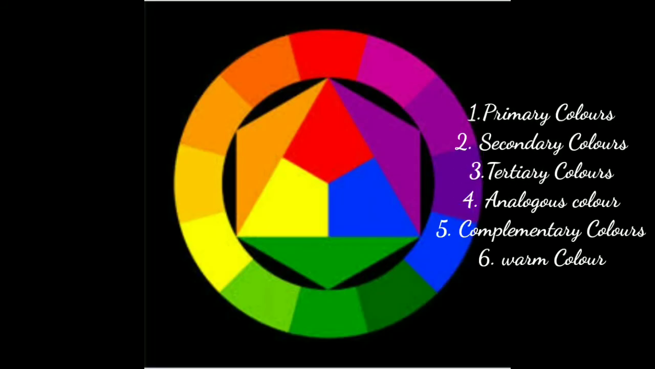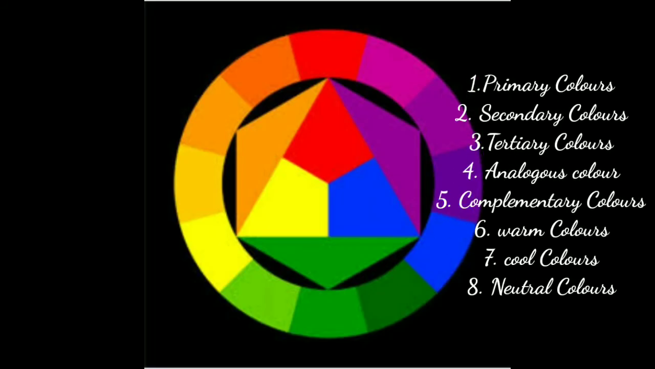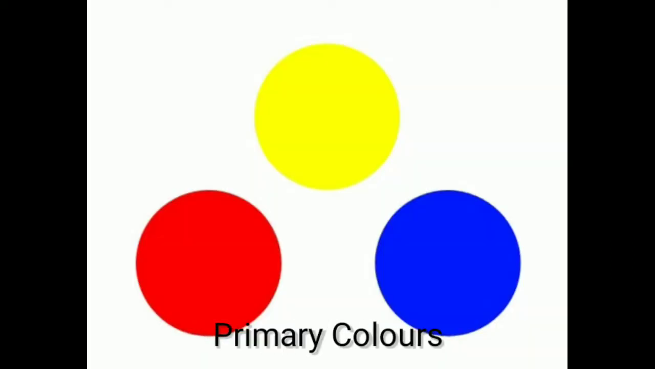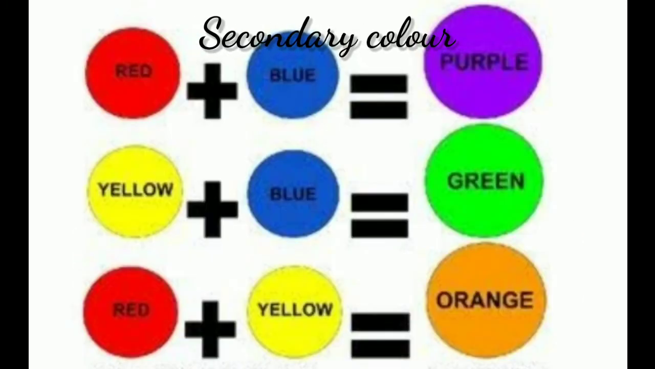Color is divided into various categories like primary colors, secondary colors, tertiary colors, analogous colors, complementary colors, warm colors, cool colors and neutral colors. First is primary colors. The primary colors are red, yellow and blue. You can't make these three colors by mixing any two or three colors. Next is secondary colors. Secondary colors are created by mixing equal parts of any two primary colors.